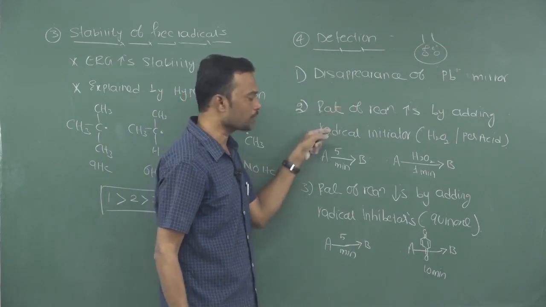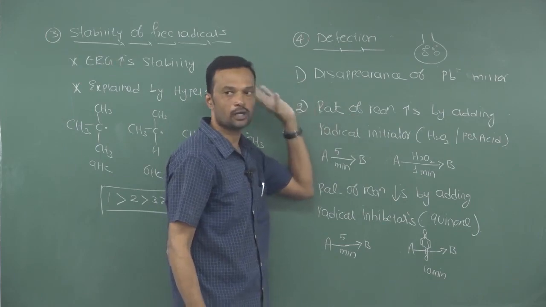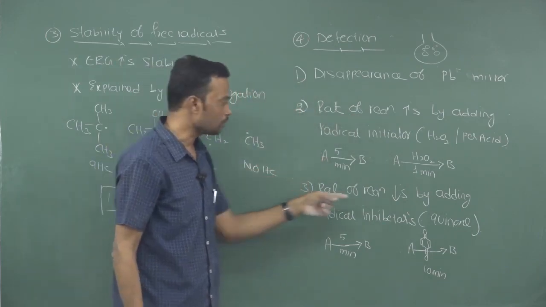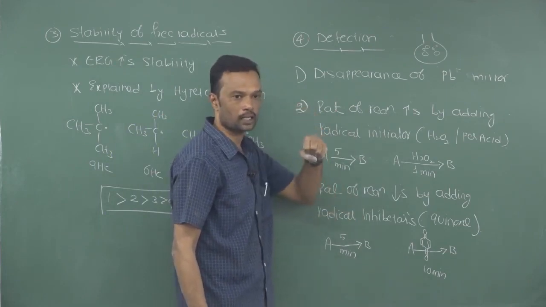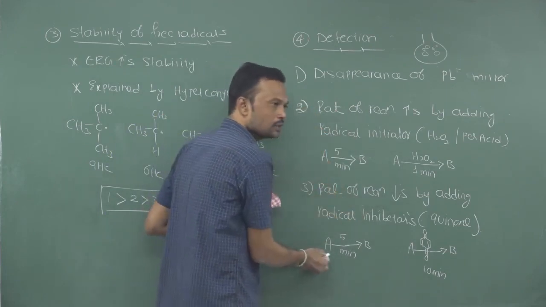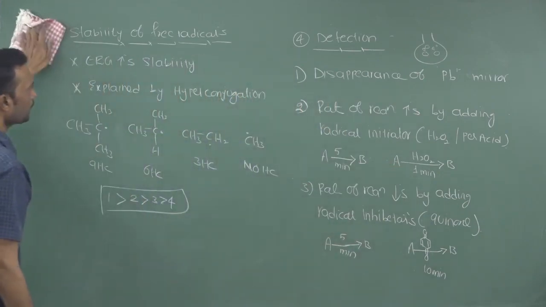By adding an initiator, if the reaction speed increases, the intermediate is definitely a radical. And by adding quinones, which are called inhibitors, which absorb the radical, the reaction rate decreases. So these are the methods to identify a radical as an intermediate.